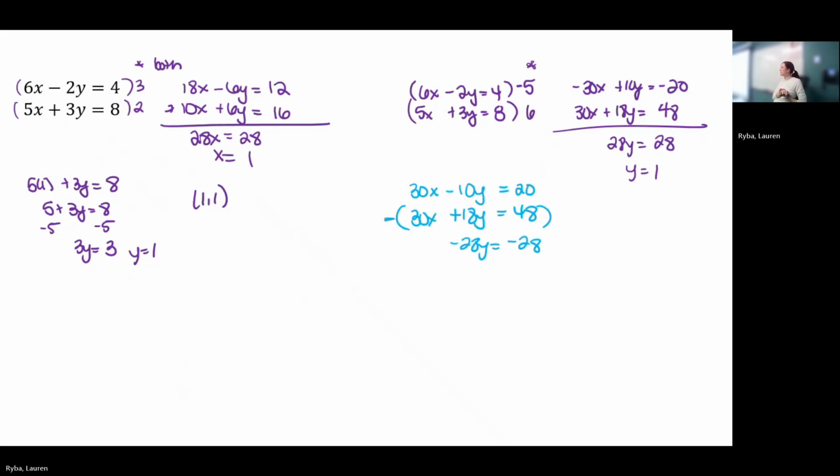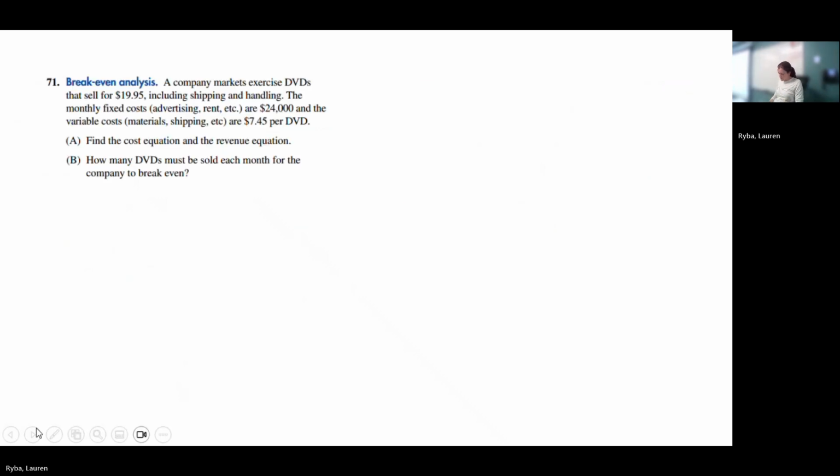Make sense? All right. Word problem. A company markets exercise DVDs that sell for $19.95, including shipping and handling. The monthly fixed cost for advertising, rent, etc., is $24,000, and variable cost for materials, shipping, etc., is $7.45 per DVD. Find the cost equation and the revenue equation. So that's the first thing we're going to do. So we have a cost and we have a revenue.